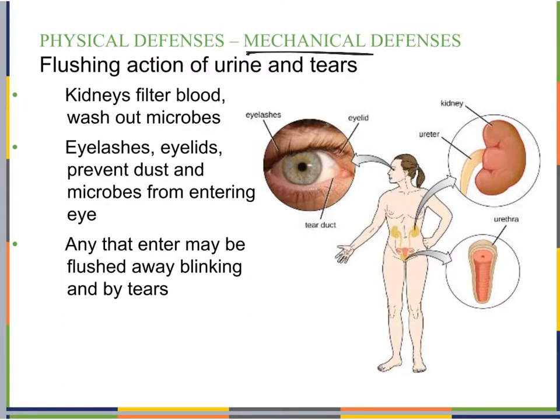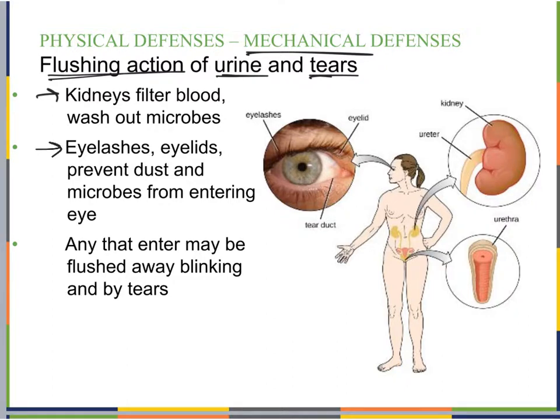Another mechanical defense, or some mechanical defenses, are the flushing action of urine and tears. So in the kidneys, that's where we are going to be filtering our blood and washing out our microbes, trying to get rid of those microbes. It's paying very close attention to what's moving in, and it's doing its best to try to get rid of the microbes and allow what we need to get through to get through.